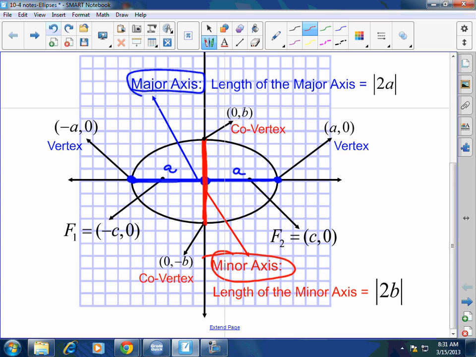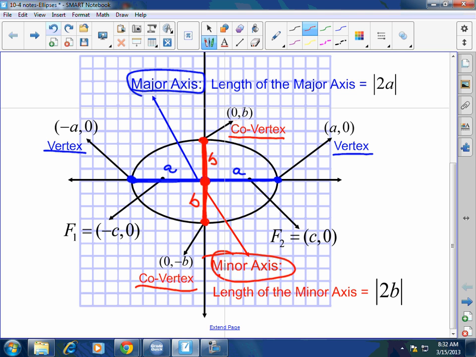And the length of the minor axis is the absolute value of 2b. So the distance from the center to the co-vertex is b. Center to the co-vertex is b. Now, the endpoints on the major axis are called the vertices. That's the vertex. The vertex on the minor axis is called the co-vertex.